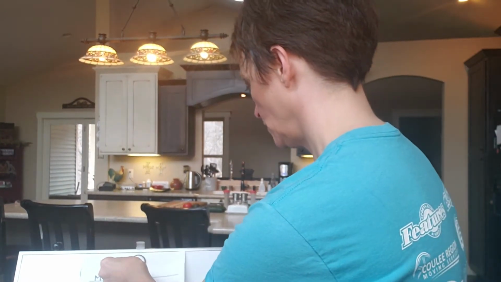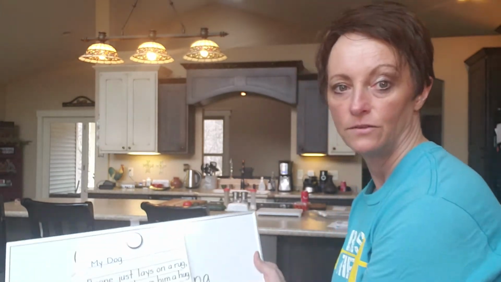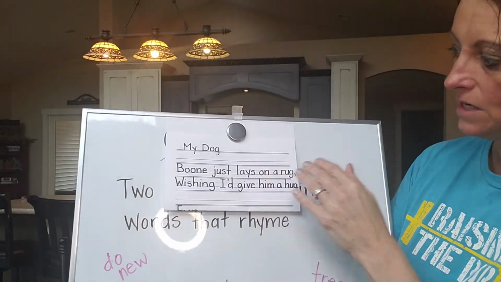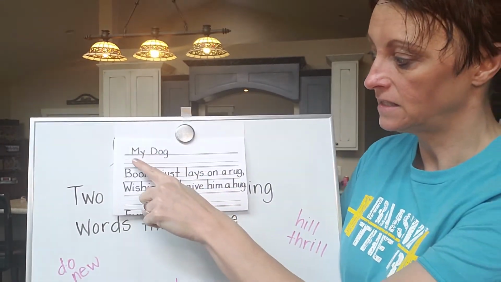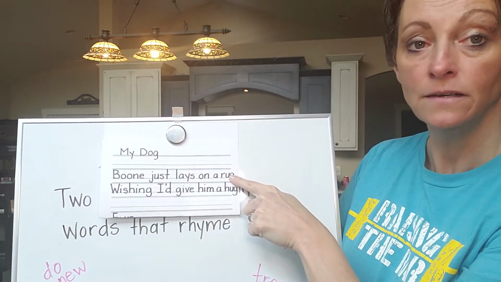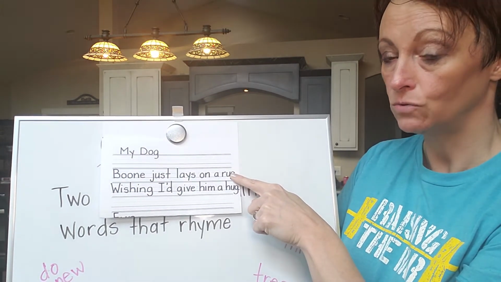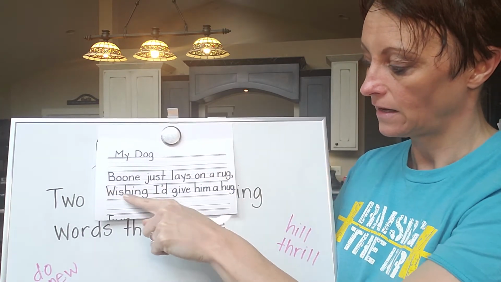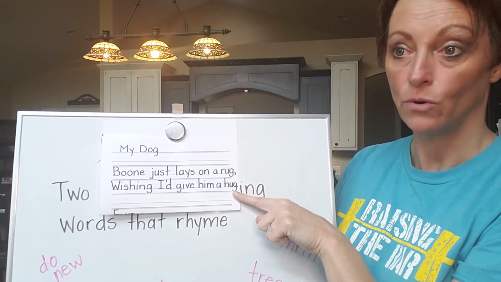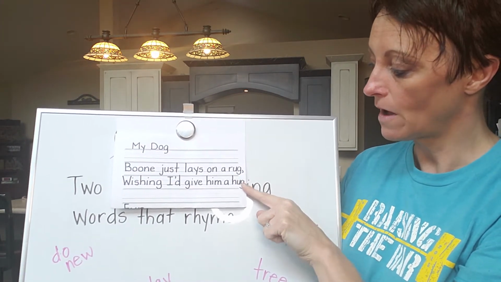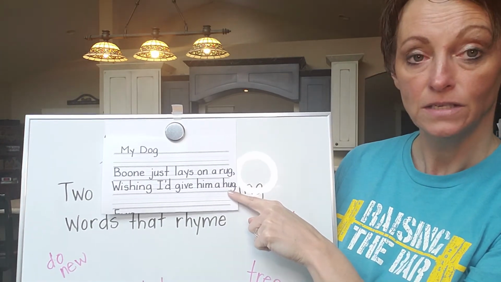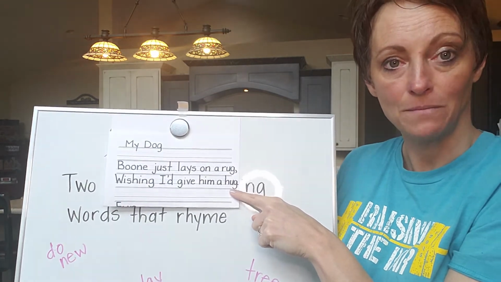I wrote this poem called My Dog, and if you can see it, I will put it right over top of my definition of the word couplet. So this is a couplet poem and has a title, My Dog, and there are two lines. Line one and line two. And at the end of each line, there is a word, and those two words rhyme. So here I wrote rug, and rhyming with rug is the word hug. So I put those words together in a poem that made sense.